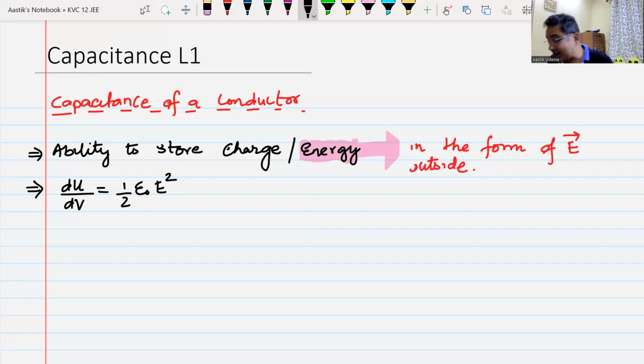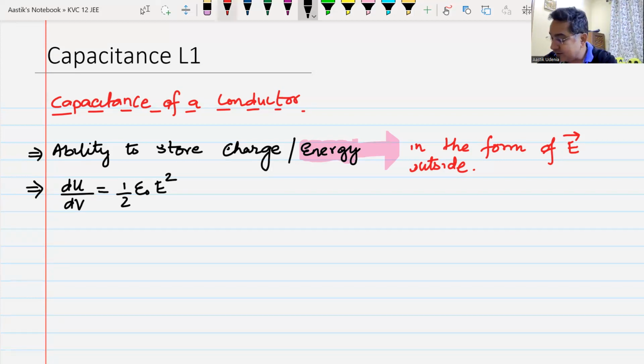exists. Yes, God exists, and 1/2 epsilon naught E square is the energy that is stored by this conductor in a unit volume. Wherever there is a conductor, it will create an electrostatic field, and it will store energy in that electrostatic field. So the ability of a conductor to store energy is known as the capacitance of this conductor. Now, how do you calculate the capacitance of this conductor?